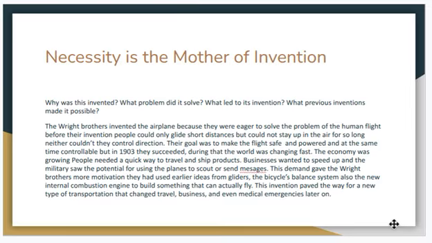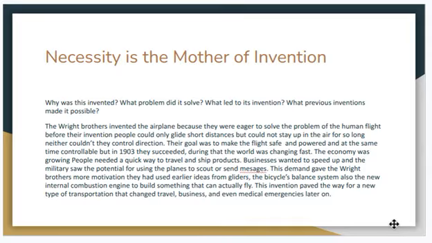Why was this invented? What problem did it solve? What led to its invention? What previous inventions made it possible? So I'm going to answer those questions here. The Wright brothers invented the airplane because they were eager to solve the problem of human flight. Before their invention, people could only glide short distances but could not stay up in the air for so long. Neither could they control direction. Their goal was to make flight safe and powered at the same time.